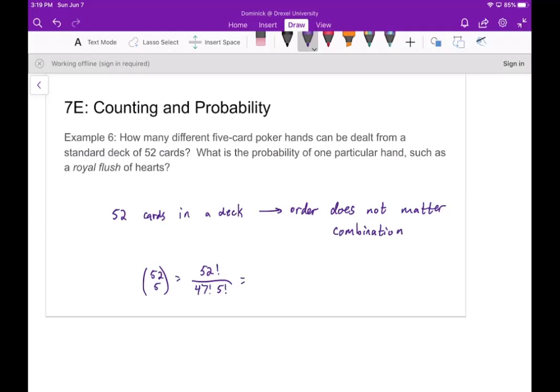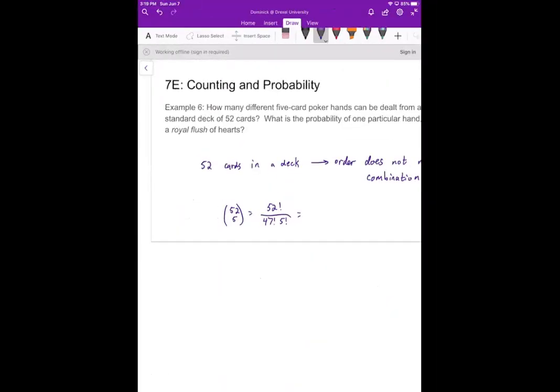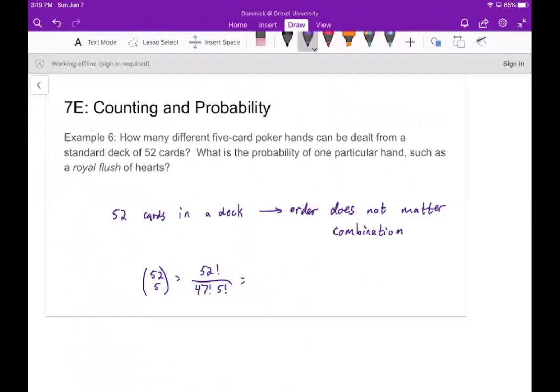Now, if you were to actually calculate this out, I have the answer right here, you're going to get that this number is 2,598,960. Let me just make sure I got that right. 2,598,960. Yep. So those are the total possible hands that you could have.